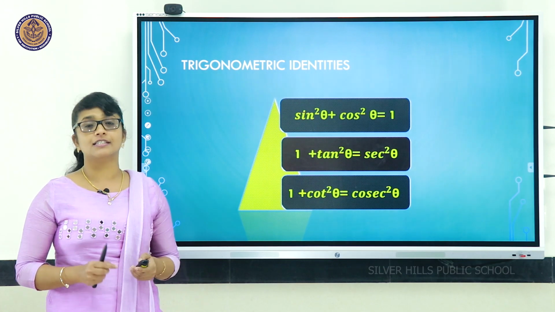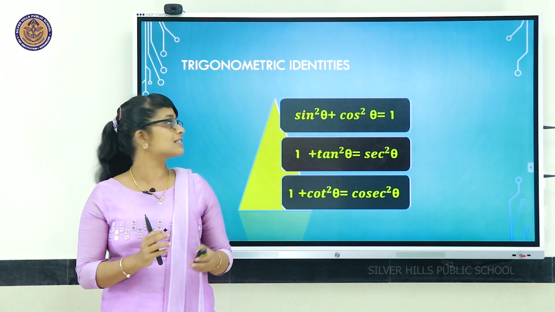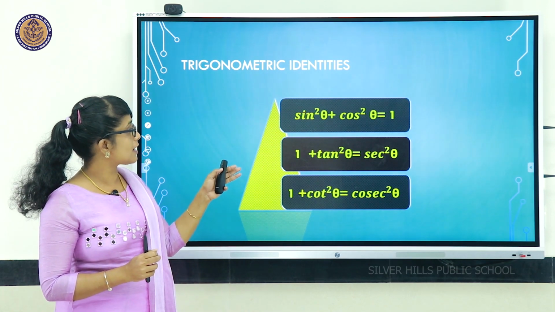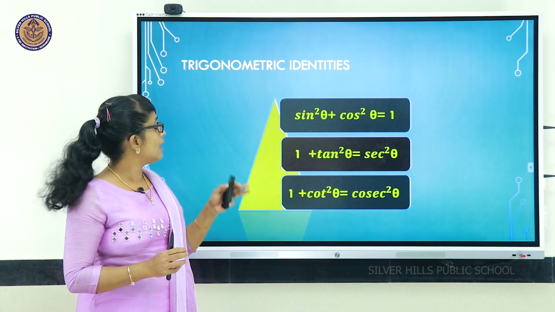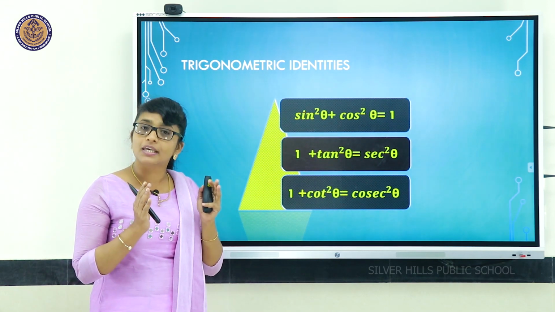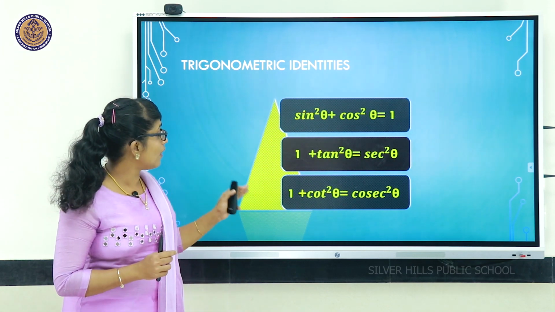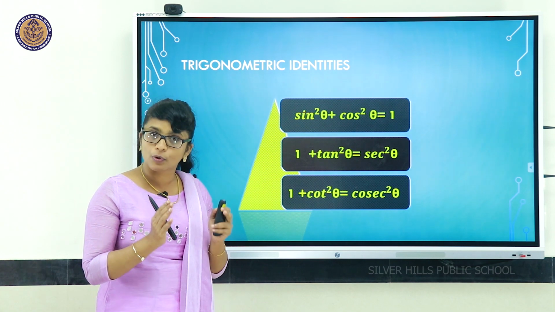Trigonometric identities. There are three fundamental identities. Sin square theta plus cos square theta equal to 1. 1 plus tan square theta equal to sec square theta. 1 plus cot square theta equal to cosec square theta.